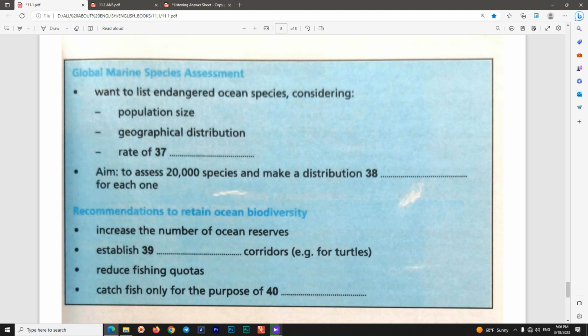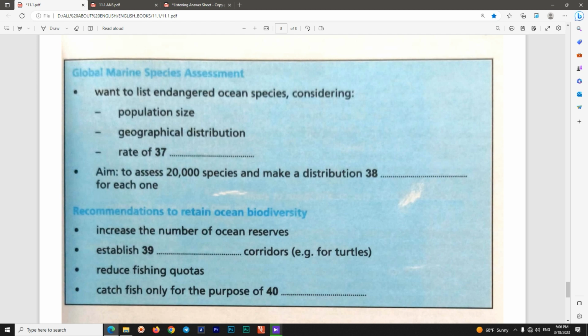For each one they assess, they use the data they collect on that species to produce a map showing its distribution. Ultimately, they will be able to use these to figure out not only where most species are located, but also where they are most threatened. So, finally, what can be done to retain the diversity of species in the world's oceans? Firstly, we need to set up more reserves in our oceans, places where marine species are protected. We have some, but not enough.